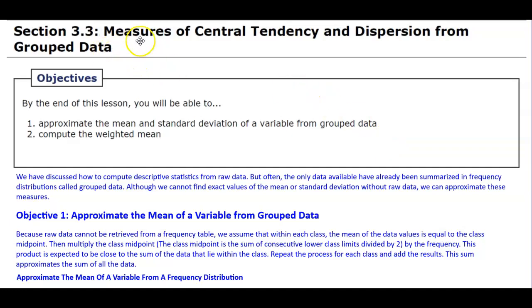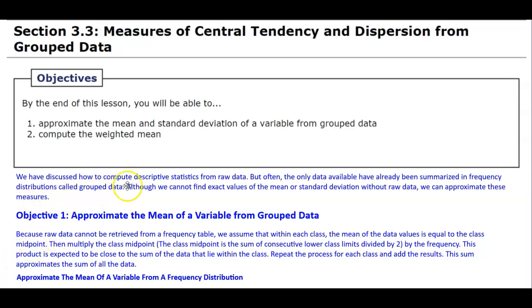Section 3.3, Measures of Central Tendency and Dispersion from Grouped Data. The objectives of this lesson are, number one, to approximate the mean and standard deviation of a variable from grouped data, and then to compute the weighted mean.